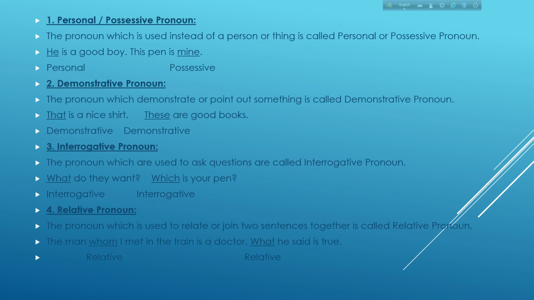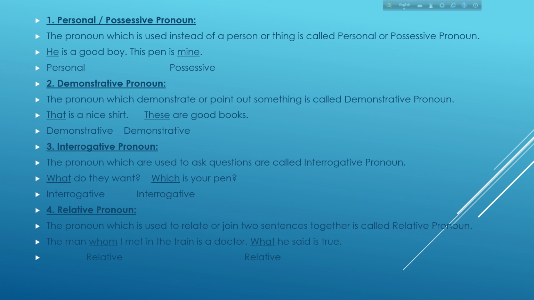So what is a personal or possessive pronoun? The pronoun which is used instead of a person or thing is called a personal or possessive pronoun. He is a good boy. Here he is personal, and this pen is mine. Mine is a possessive pronoun. Demonstrative pronoun: the pronoun which demonstrates or points out something is called a demonstrative pronoun. That is a nice shirt. That. These are good books. These. Demonstrative pronoun.